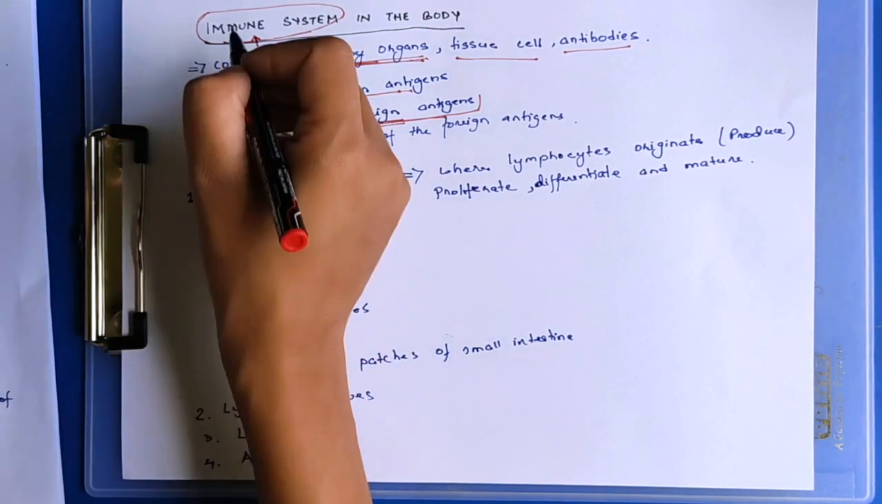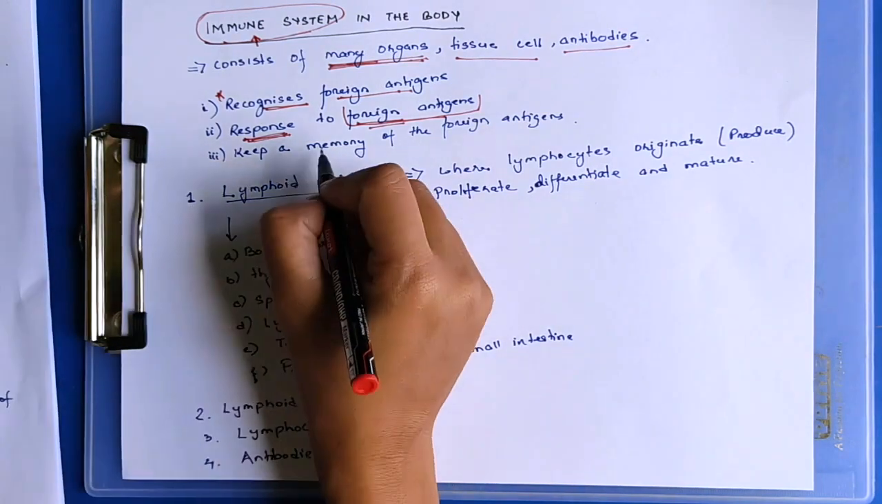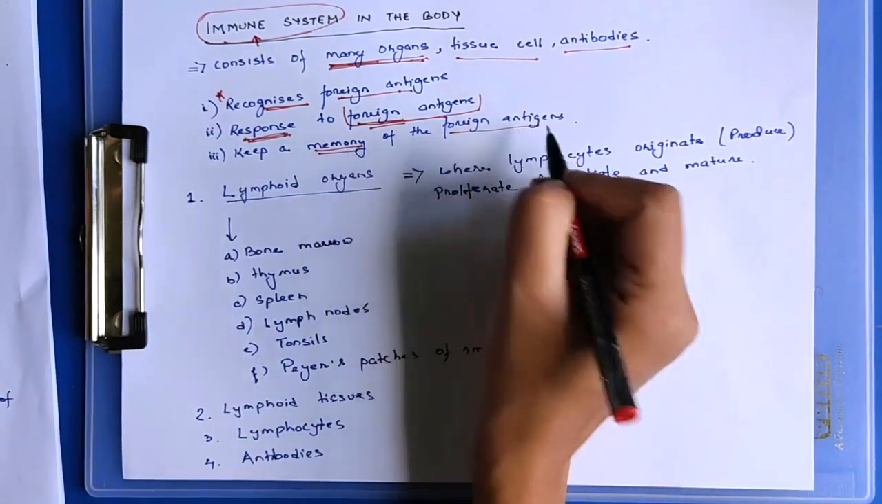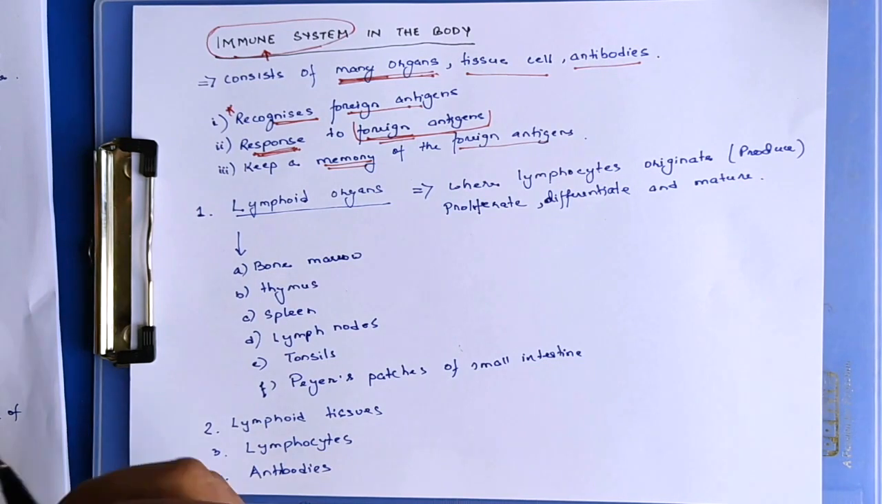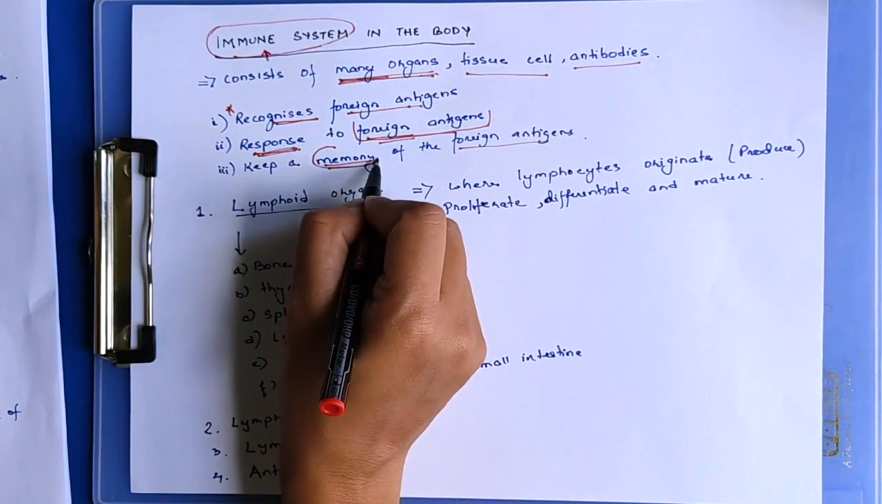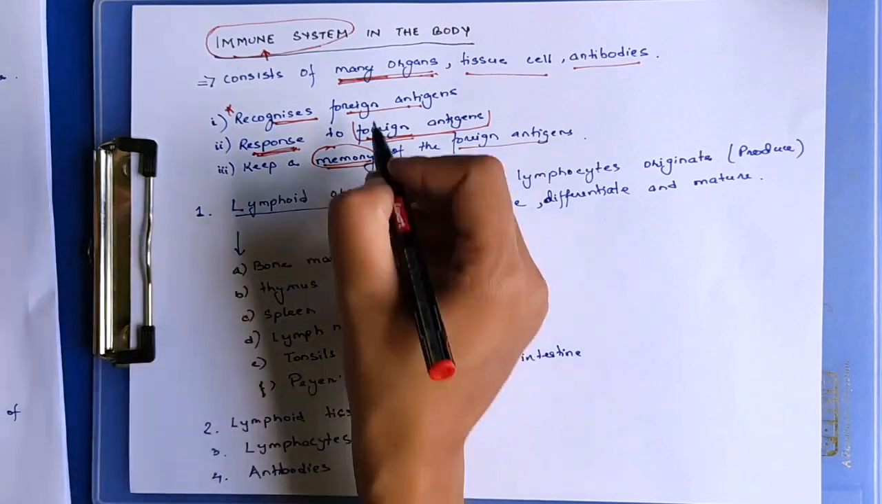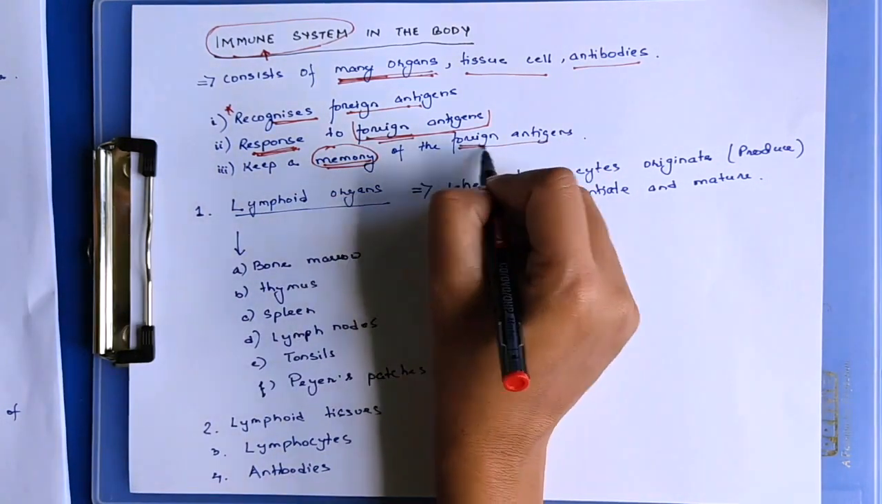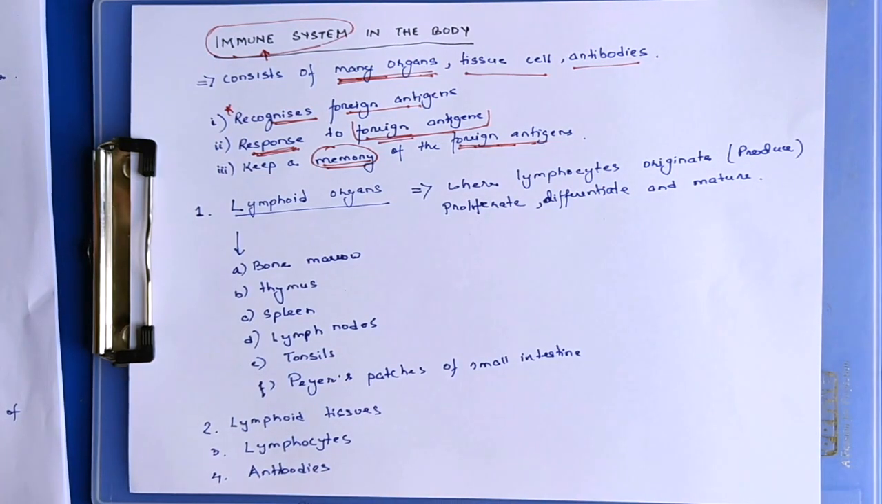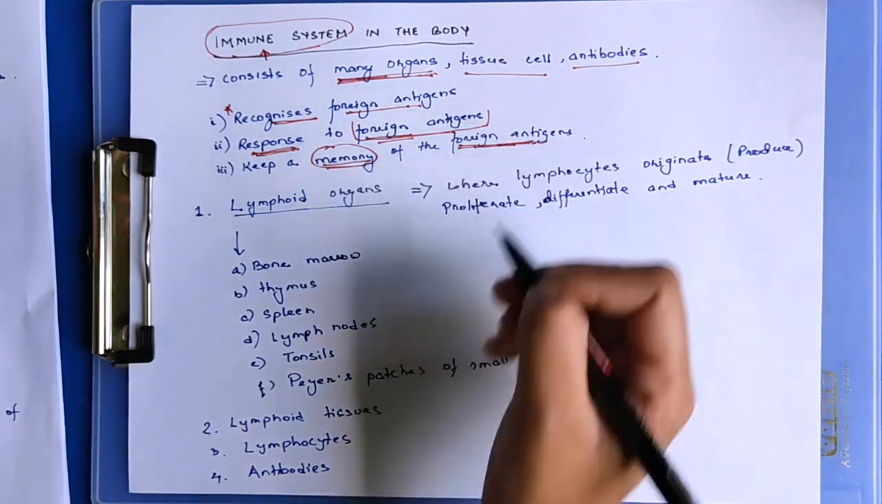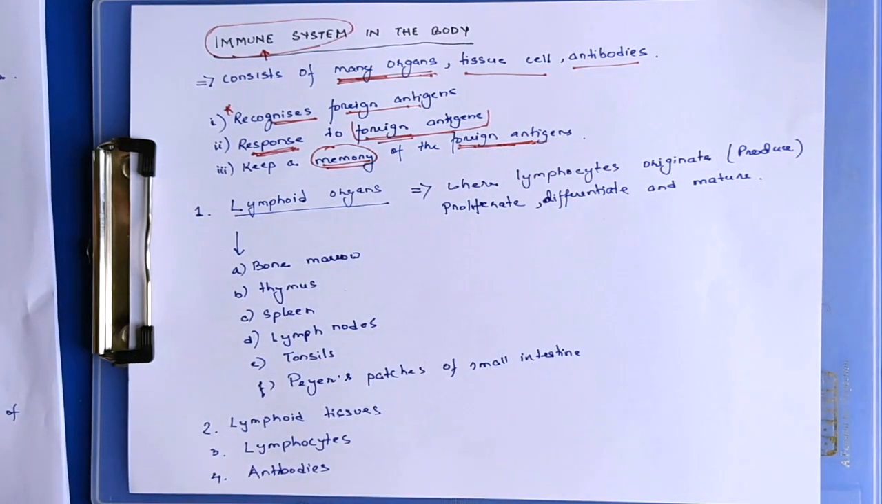Thirdly, the immune system will keep a memory or a record of the foreign antigens. If the same or similar antigens attack again, the immune system will produce antibodies and kill them.